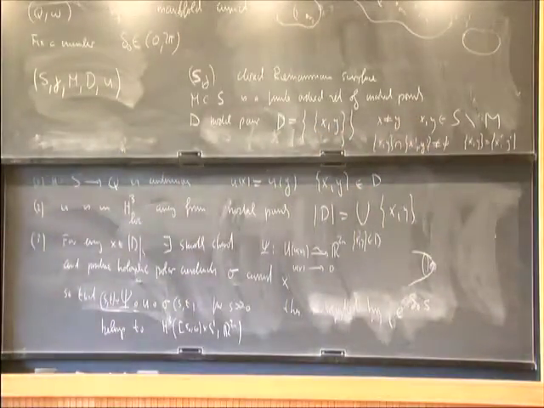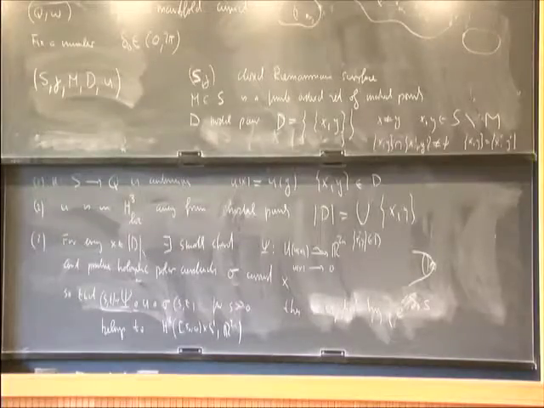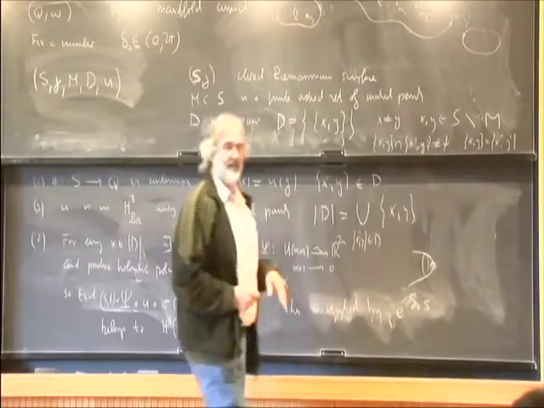So if 2 times the genus of the surface plus the number of special points is less than 3, the integral of U star is positive. This is called the stability condition.